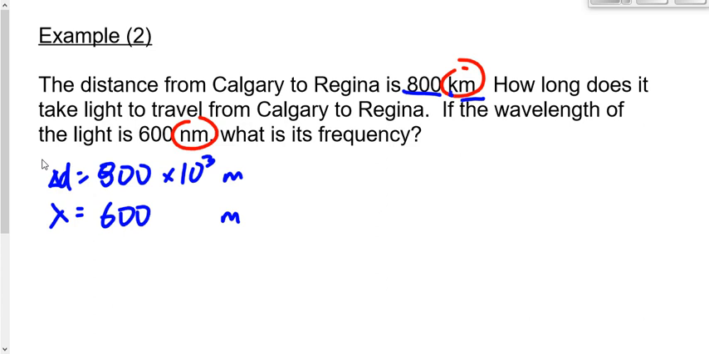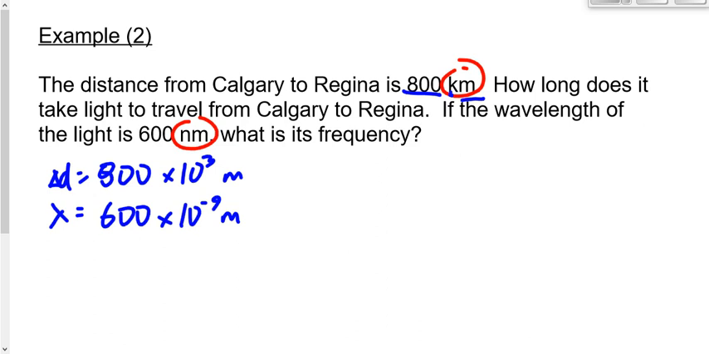10 to the negative 9. So don't make it like 6 times 10 to the minus 9. Make it 600, and then just replace the n, the nano, with 10 to the minus 9. Now, that's not scientific notation, right? But that's okay. It's not a final answer. 600 times 10 to the minus 9, 6 times 10 to the minus 7, 0.000 whatever works for you, but this is what works for me.